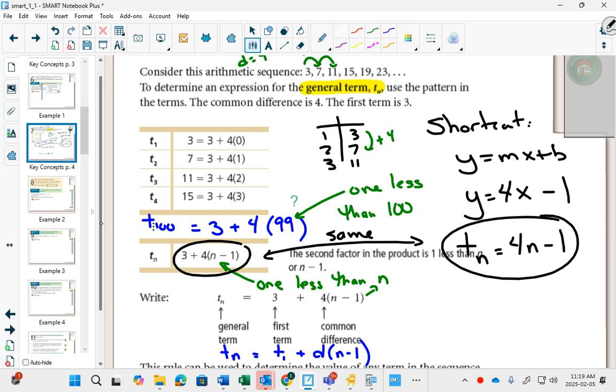And you see that those two are the same. How are they the same? Well, if I distributed this 4 to the n and this 4 to the 1, I would get the 4n. Matches up perfectly. And then I have a plus 3, and then I would have a minus 4, which are like terms. What's 3 minus 4? Minus 1. So sometimes you might want to use the shortcut. Sometimes you might want to use the formula.